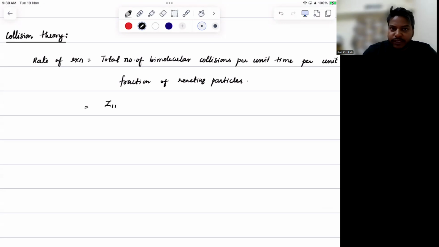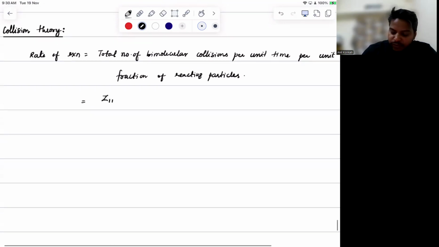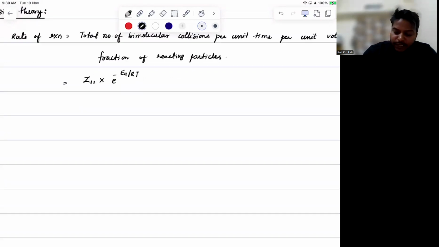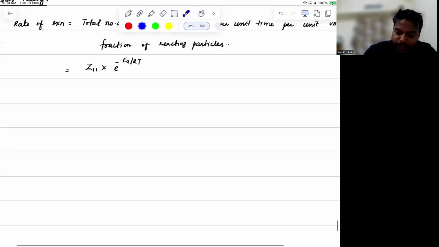In gas laws, we have learned that Z11 into the fraction of particles is what you will notice as e raised to the power of minus Ea by RT. This is the fraction of particles you will notice. This we will get from Boltzmann's curve, and it is also known as Boltzmann's factor. Now, what is Z11?